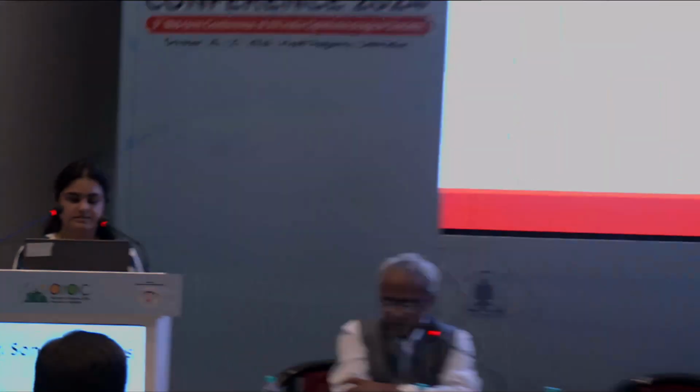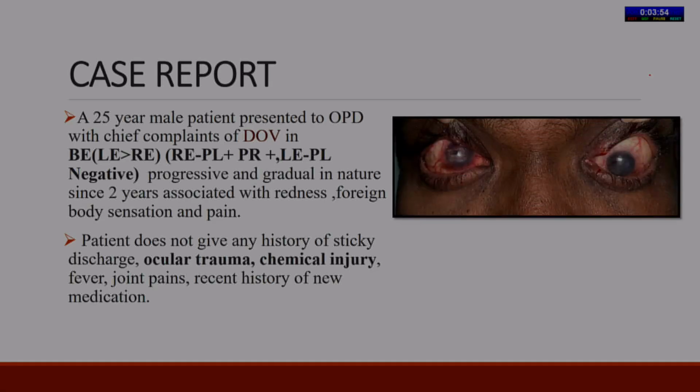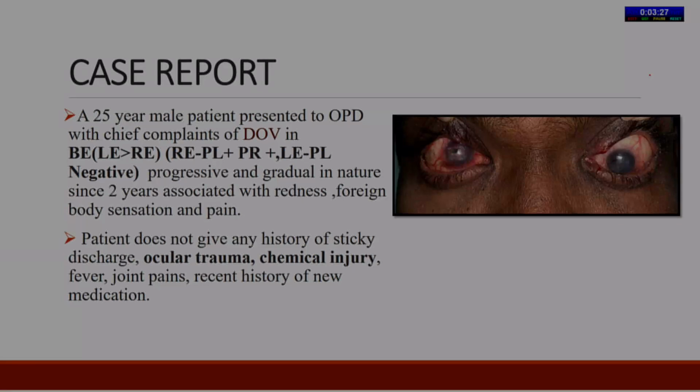Good evening, everyone. I'll be presenting on a case of bilateral LSCD managed by a two-stage approach of K-Pro and minor salivary gland transplantation. Coming to my case report, there was a 25-year-old male patient who presented to our OPD with chief complaints of diminution of vision in both eyes, the left eye being worse than the right eye, with the right eye vision being PL PR positive and the left eye being PL negative, which was progressive and gradual in nature since 2 years. It was associated with redness, foreign body sensation, and pain. The patient doesn't give any history of sticky discharge, ocular trauma, or any chemical injury.